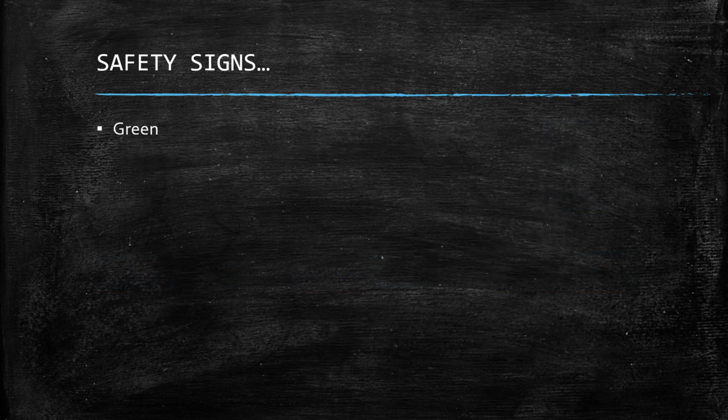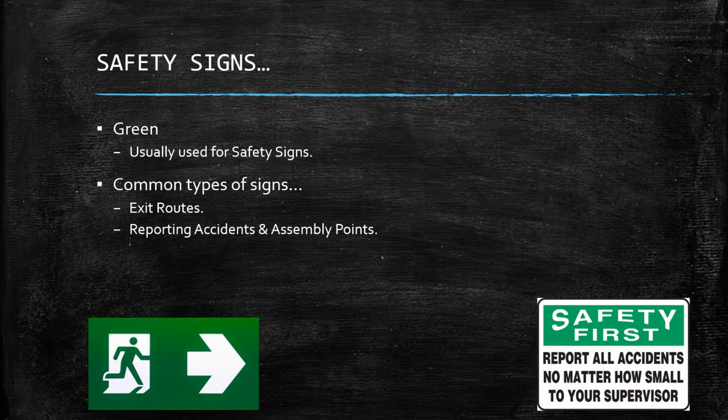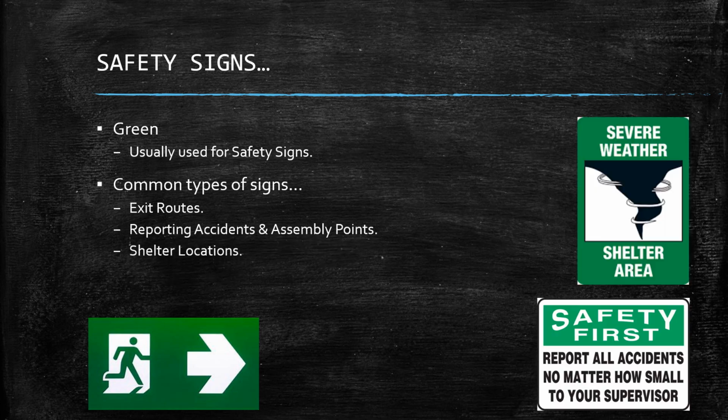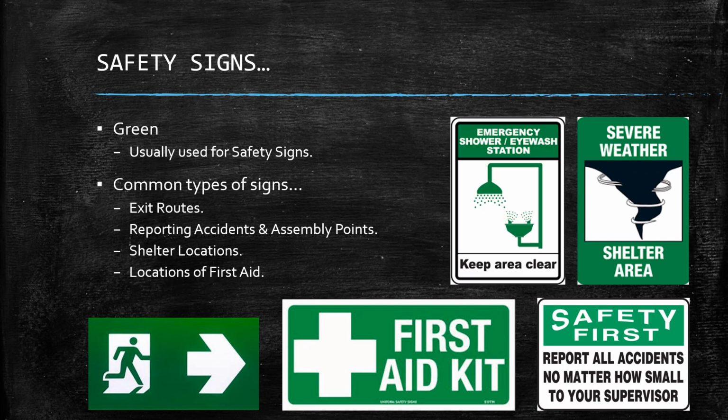And finally, green. The color green is usually used for safety signs. Common types of these signs that provide information are exit routes, assembly points, shelter locations, locations of first aid, and eye wash stations. Remember, green means safety.